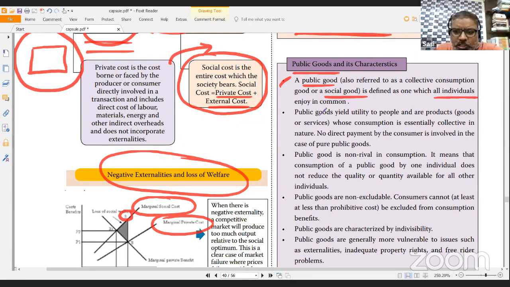goods or social goods. That is the nature of public goods. And they yield utility to the people whose consumption is especially collective in nature, and mostly no direct payment by the consumer is involved. If it is a pure public good, it is free, simply speaking. It is free. That is the nature of public goods.